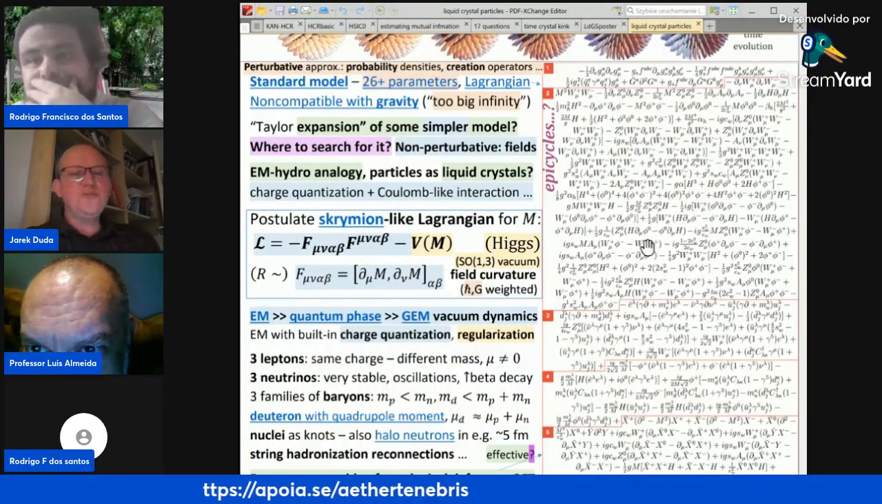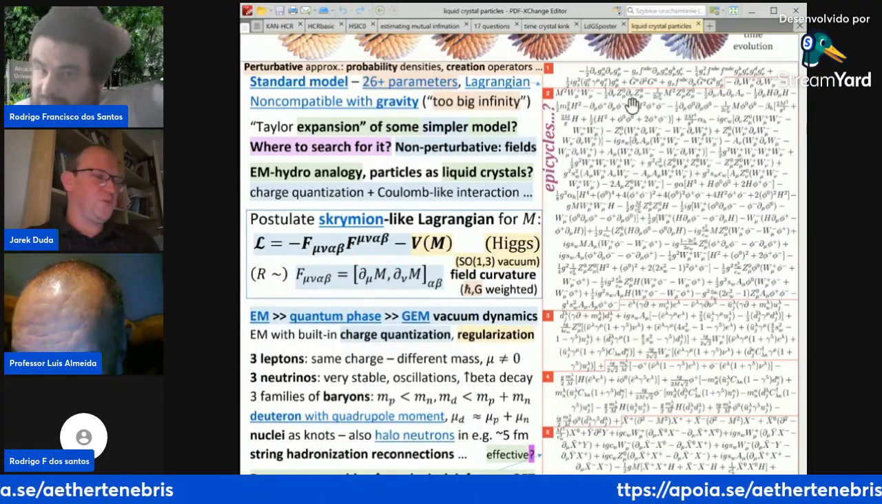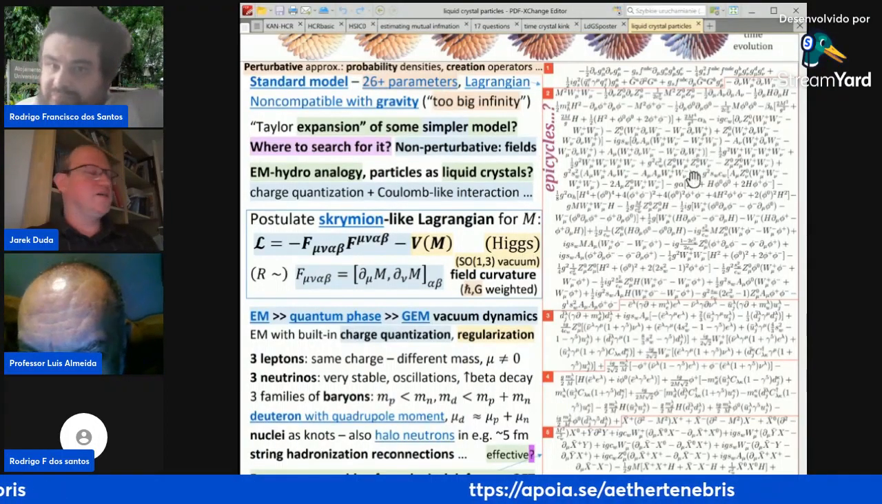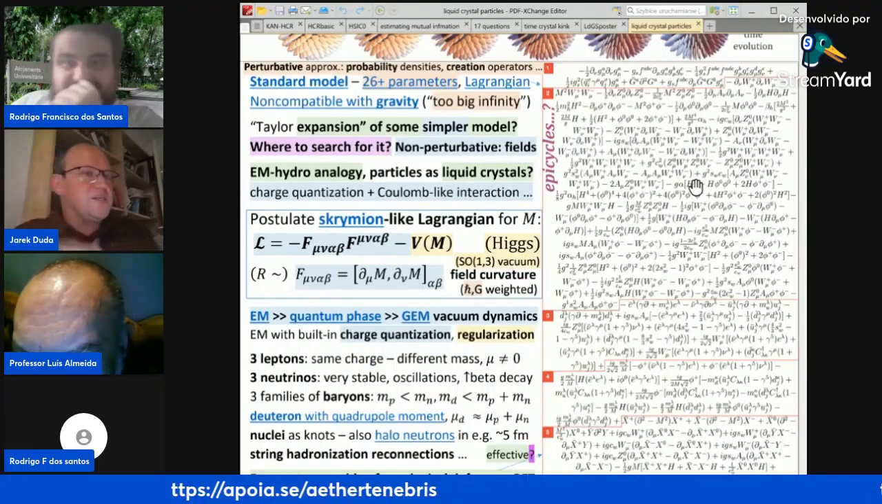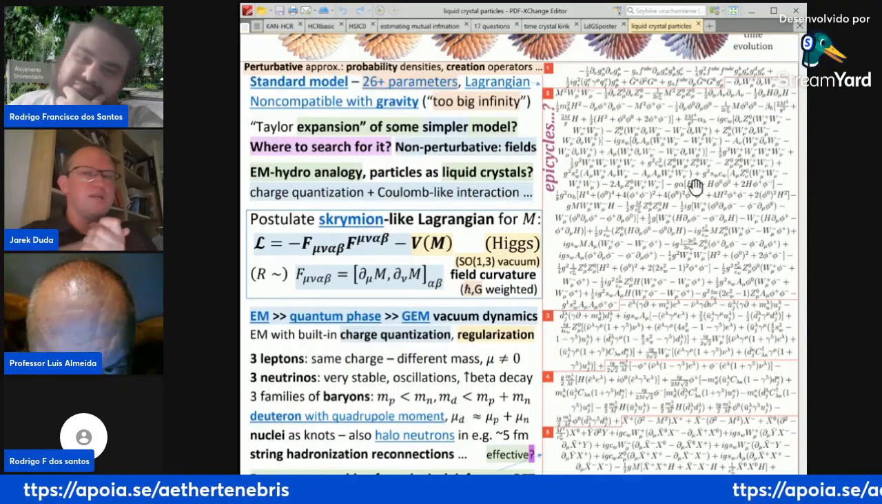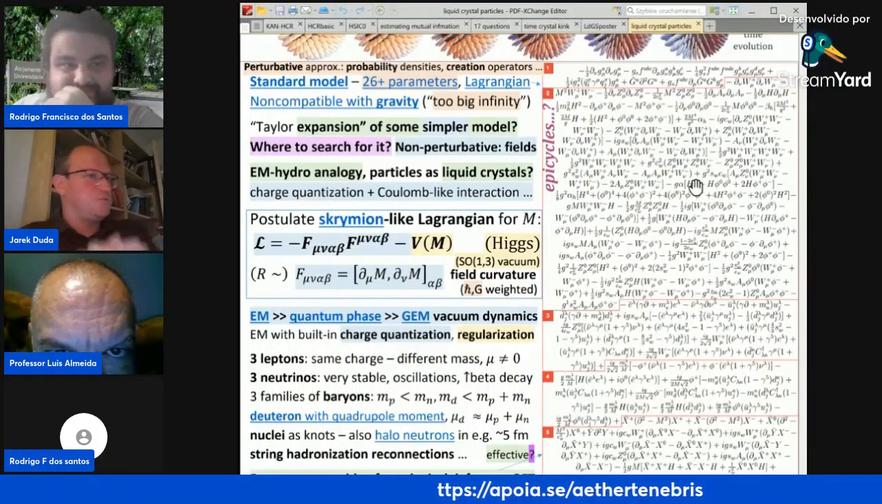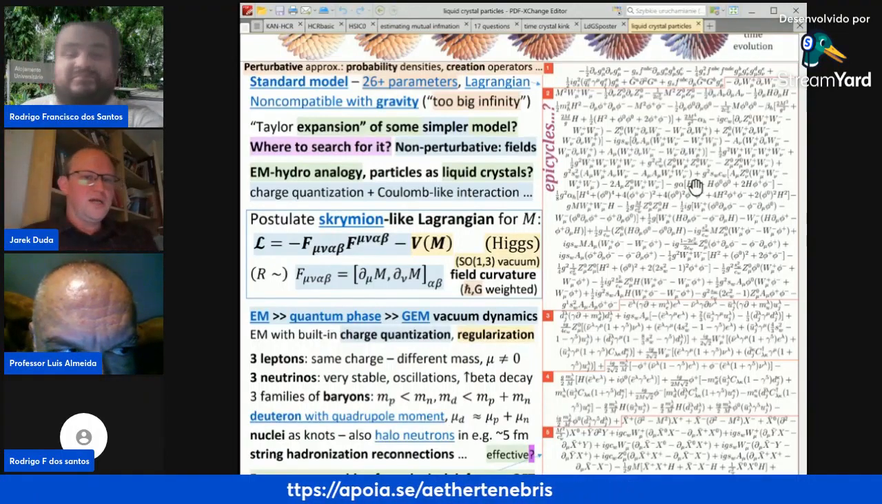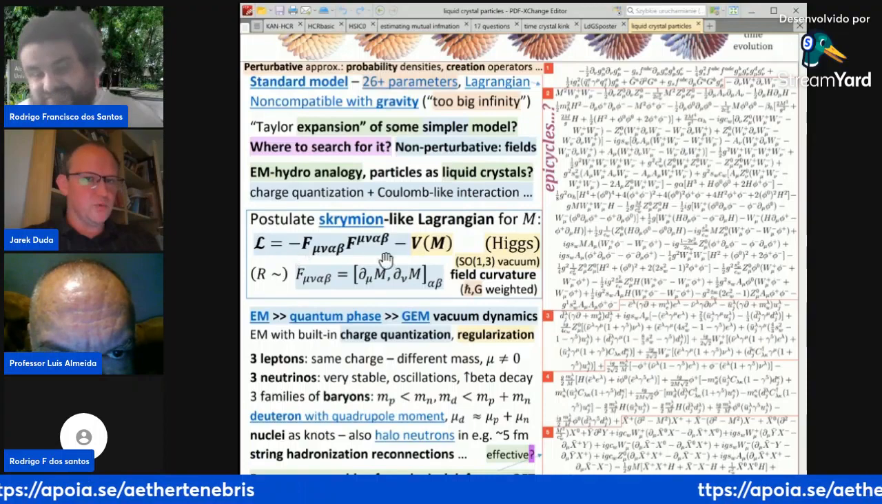But the question is, could we simplify it? And more importantly, this is a perturbative Lagrangian. So it has creation operators saying that magically a particle appears. It has probability distributions in Dirac terms. So the question is, can we find a non-perturbative Lagrangian which works only on fields? And as mentioned, this kind of Lagrangian seems to do it.